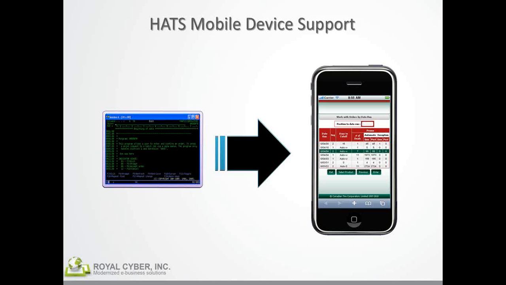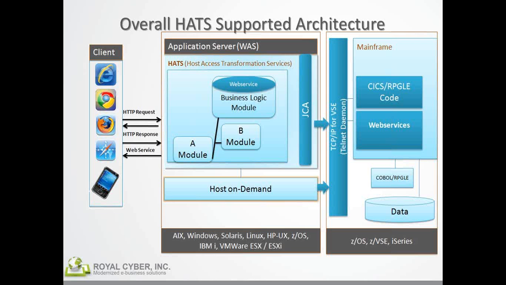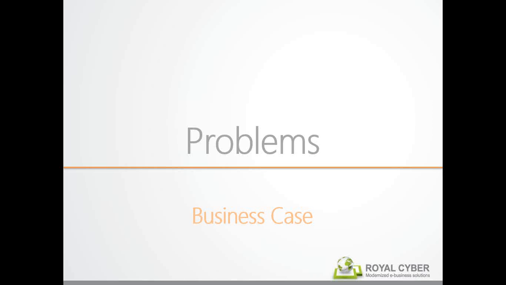HATS can also generate mobile versions of green screen applications. We will discuss more on mobile implementation later. This is the overall architecture of the HATS implementation, where the mainframe server is used for the green screen application. The HATS application is deployed on the WebSphere application server, and then it can be used on various platforms, browsers, and devices via HTTP protocol, web services, and many other mediums.